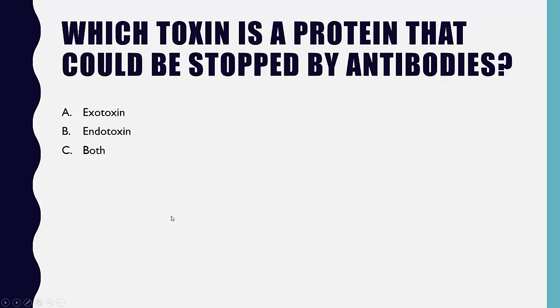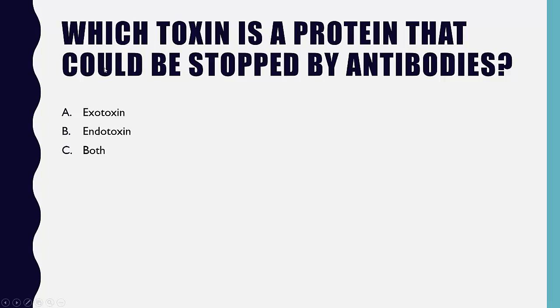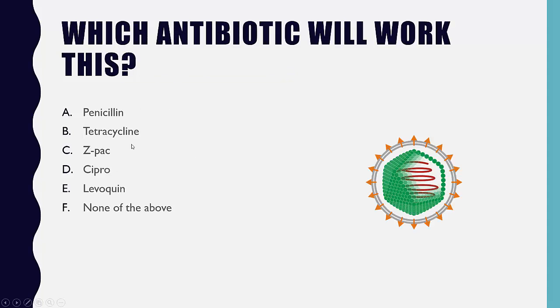Which toxin is a protein that could be stopped by antibodies? Exotoxins, endotoxins, or both? Exotoxins. The endotoxin is LPS, a lipopolysaccharide. LPS is associated with gram positives, gram negatives, both, or neither. Only gram negatives, B.